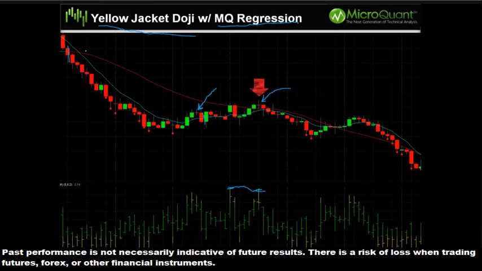Another way you can do this, for those of you that have the value charts or the MQ indicators, and if you have the large bundle, is to use the MQ trend. One of my favorite ways to trade trend following is with the MQ trend and the MQ regression. What the MQ trend would be doing is it would have red dots coming down, okay?